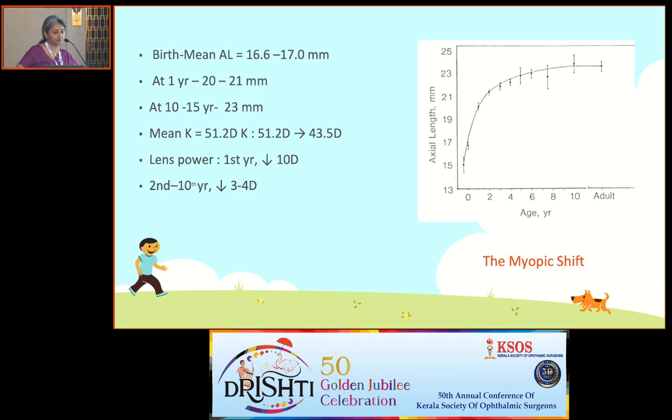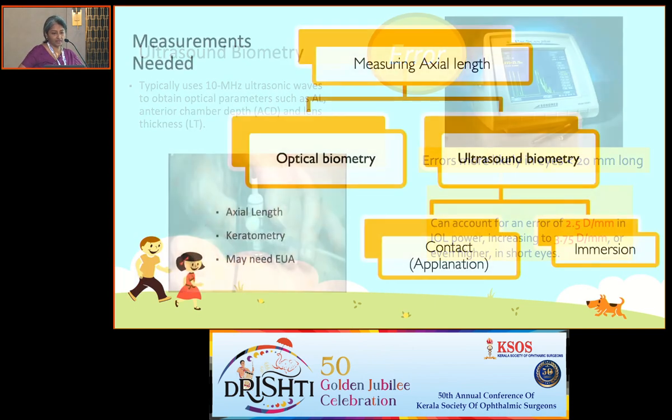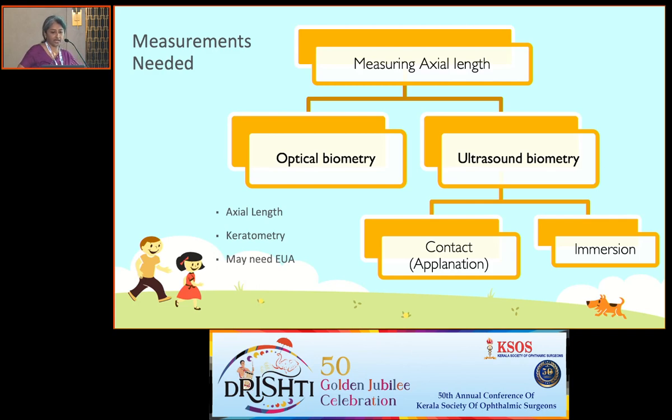Similarly, the K reading at birth is very steep, around 50, and it changes very rapidly in the first 6 months of age. So if you are going to place an IOL, there's a huge chance of error there. So the measurements needed: we said to measure the axial length, you can use optical or ultrasound based on the age of the child. Again, in ultrasound, it can be contact or immersion-based methods.